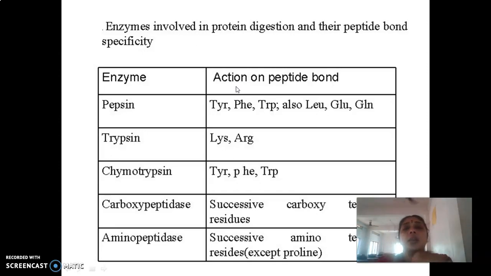Now, what are the things present in the pancreatic juice? As we all know, the pancreatic juice is very important for the digestion of all the biomolecules, because the main digestion is carried out by the pancreatic juice, regardless of whether the biomolecule belongs to carbohydrates, lipids, or proteins, right? So the contents of the pancreatic juice are very important.